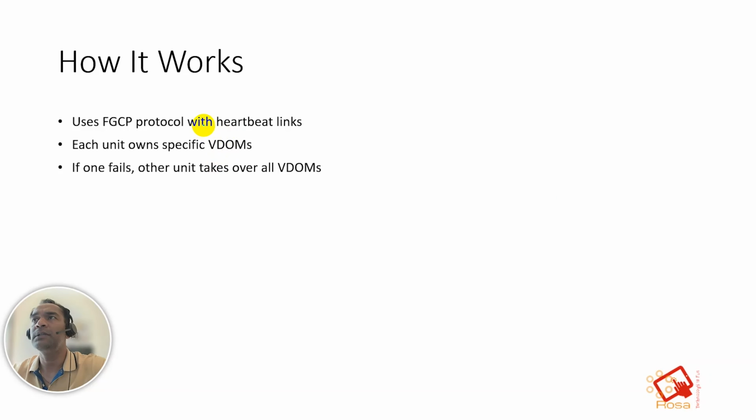How does it work? It uses the FGCP protocol with heartbeat links as usual, like normal or standard HA. Each unit owns a specific VDOM. So out of 4 VDOMs or out of 3 VDOMs, each unit owns specific VDOMs, meaning it is the active one handling the traffic for that particular VDOM. If one fails, the other unit takes over all VDOMs. Let's say the first device has failed, then the second device will take over and be active for all the VDOMs.